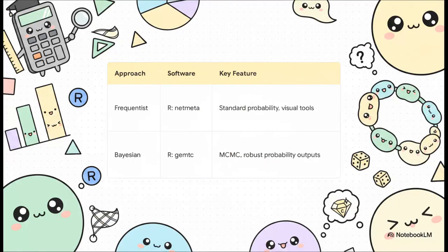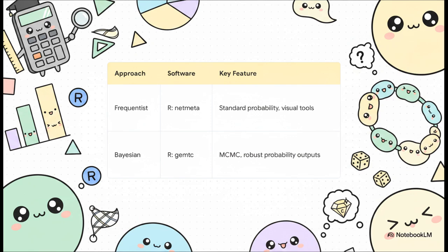So, what software are we using to run these models? You're basically choosing between the Frequentist and Bayesian statistical paradigms. If you go the Frequentist route, you're likely going to use the netmeta package in R. It's fantastic, but it requires meticulous data prep. You use pairwise functions, and you have to explicitly define inputs like sm for your specific effect measure and ref to set your baseline reference treatment.